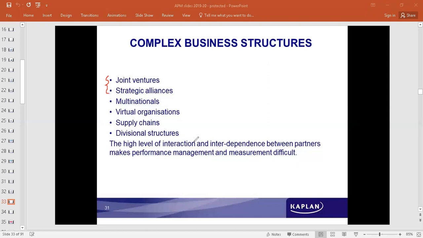So the high level of interaction and interdependence between partners makes performance management and measurement difficult. In all these types of organizations, we see that there is interdependence of these organizations on each other. So focusing on that, we have to analyze the performance of the organizations in case of these business structures.